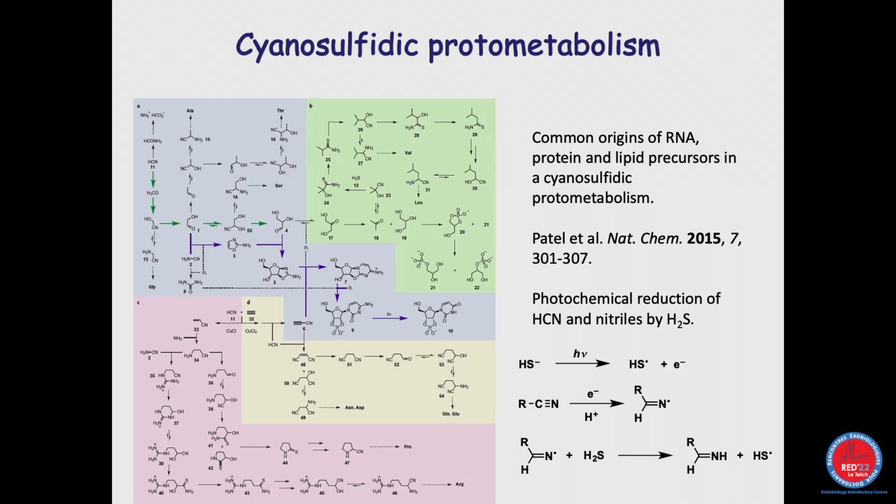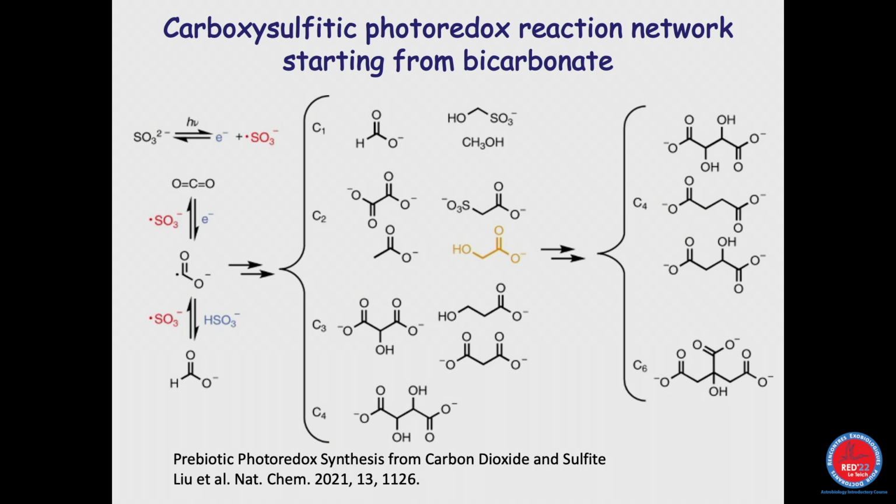Another very recent work which was carried out in the same lab was to use this time sulfite, the photochemistry of sulfite that can reduce in this case even carbon dioxide. And carbon dioxide can be reduced to give several carboxylic acids, including this one, maybe citric acid. So you have acetic acid, formic acid, many compounds composed of carbon.